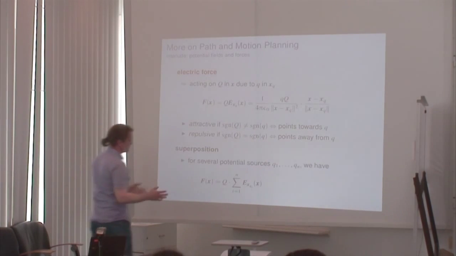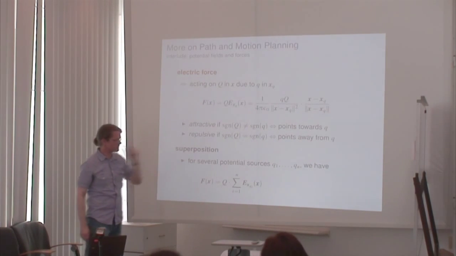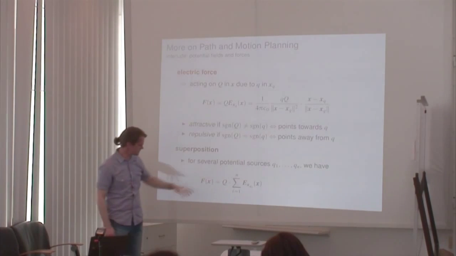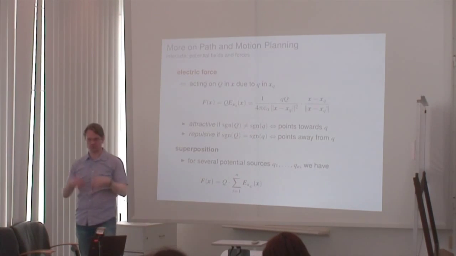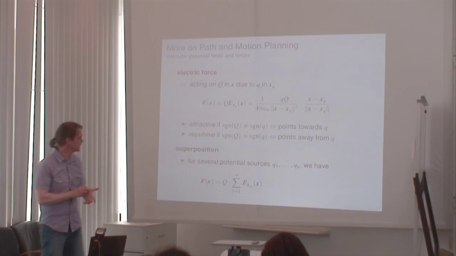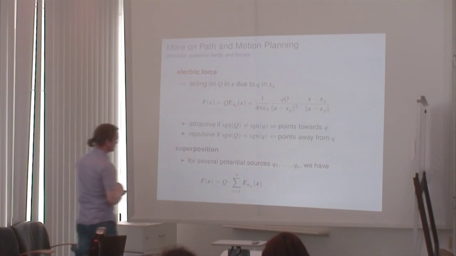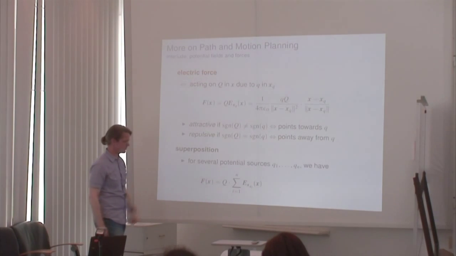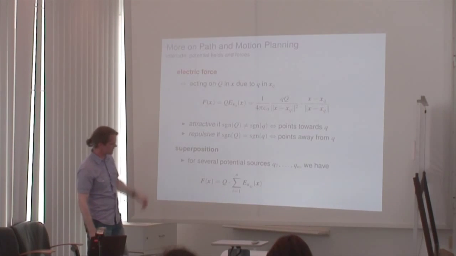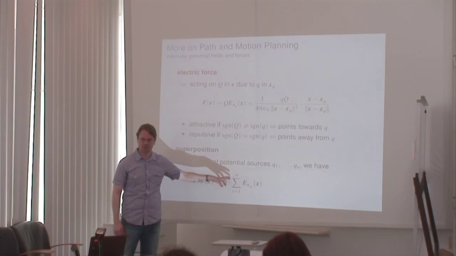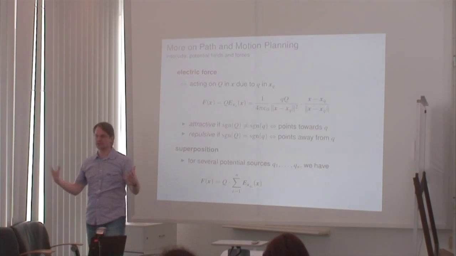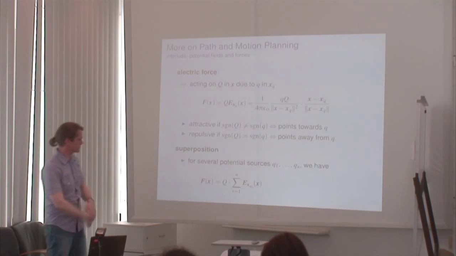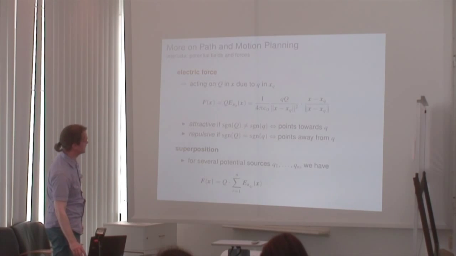If we have several charges, say n of them, we can nevertheless compute the overall force on some charge located in x. We just have to resort to the principle of superposition. And that's basically to say we have to sum the contributions, fields created by all the charges, lowercase q1 up to lowercase qn. Now, why am I doing all of this?